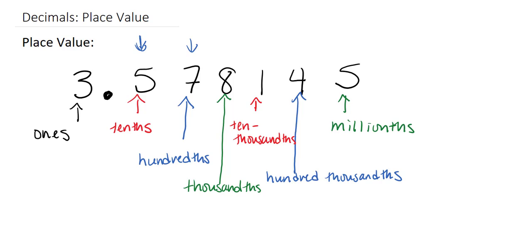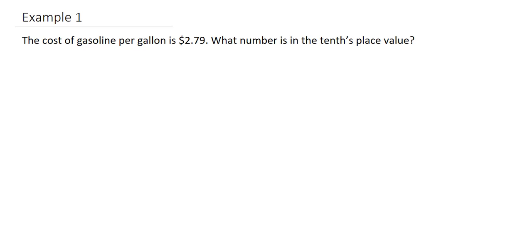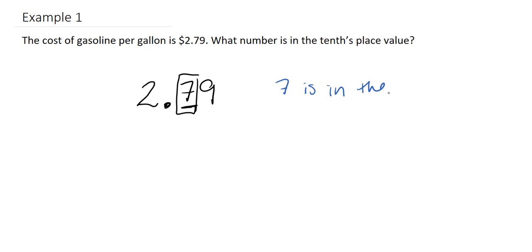So let's look at our first example. Example 1. The cost of gasoline per gallon is $2.79. What number is in the tenths place value? Well, let's go ahead and just rewrite this number. We have 2.79. Now, to the left of the decimal is our ones. To the right of the decimal, the first one is our tenths. So our 7 is in the tenths place value.